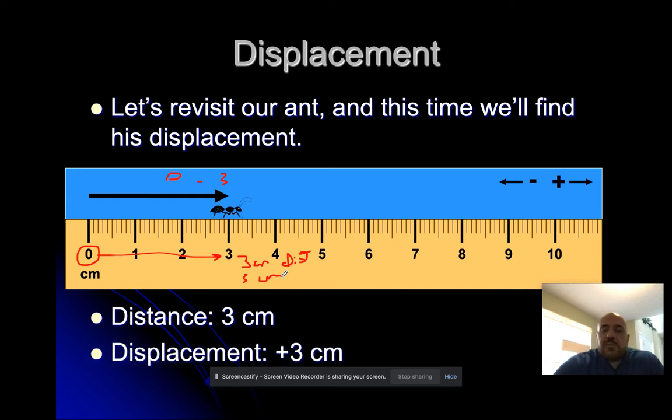I was lazy. I'm sorry. I should have said positive 3 or 3 centimeters to the right for the direction. So I was a little lazy on my displacement myself. Sorry about that. The values can be the same, 3, but you do need to put that direction.